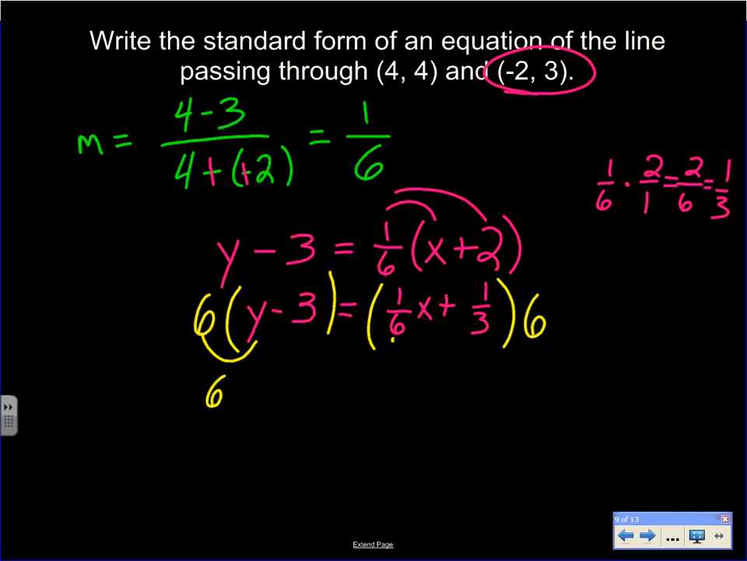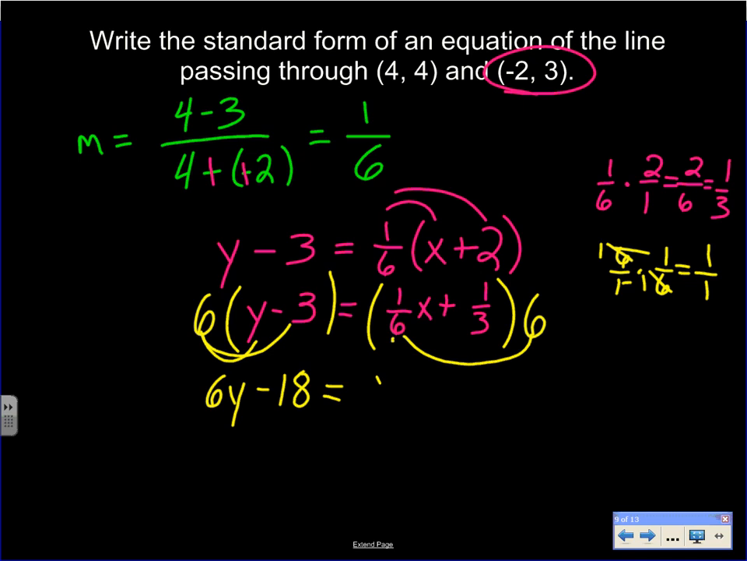Distribute 6 times y, 6 times negative 3, remember it's a negative, gives you a negative 18. On the right side, 6 times 1/6 x. Well, if we have 6 over 1 times 1 over 6, we know these cancel out to become a 1. And 1 times 1 is 1, 1 times 1 is 1. So you have 1 over 1. So 1 over 1 is just 1. And then we have x there, 1x.